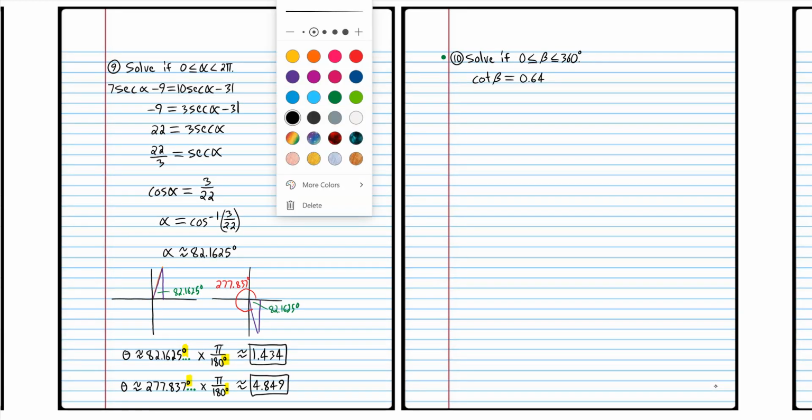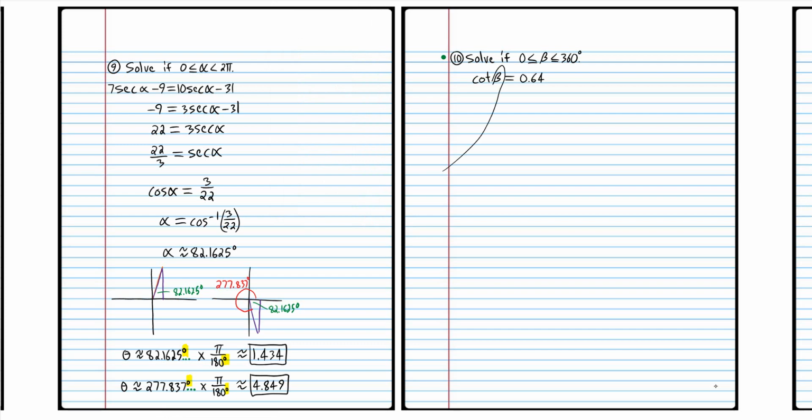We need to use our calculator to find beta. The problem is we don't have a cotangent inverse function, so we have to change this to an equation with the tangent function using the reciprocal identity. So go ahead and try number 10. When you come back, we'll do it together.